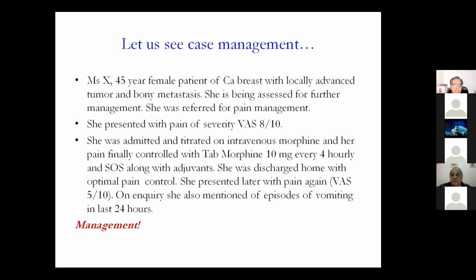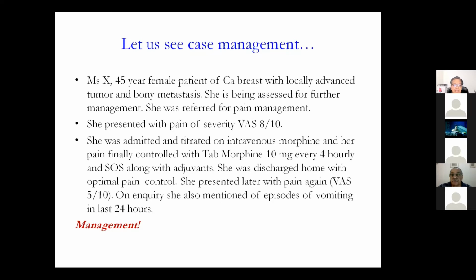Now let's see this case management and try to understand how we can choose the various antiemetic drugs depending upon the underlying etiology. Now this is a 45-year-old female patient of carcinoma breast with locally advanced tumor and bony metastasis. She is being assessed for further management. She presented for the first time, and the treating oncologist referred her for pain management.